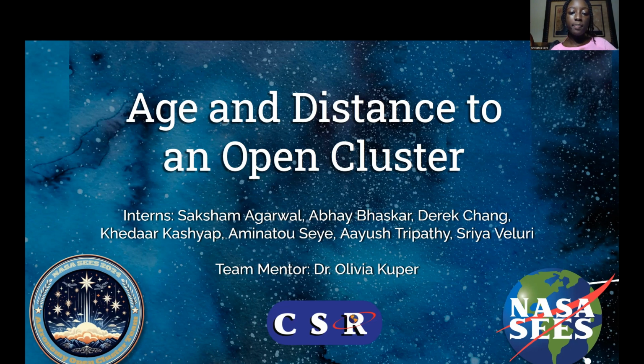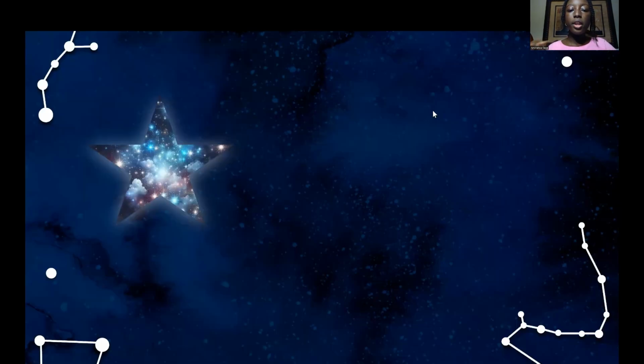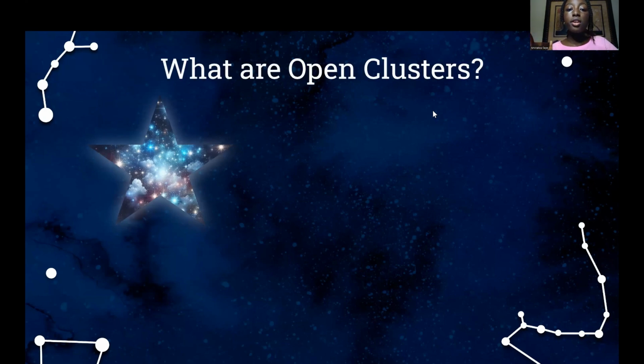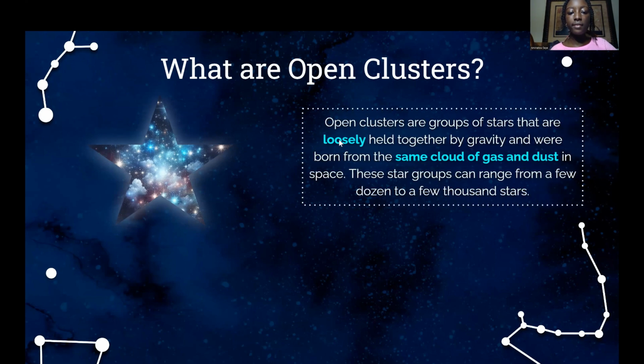Now, let's delve into the background information about open clusters. So, what are open clusters? These are a group of stars that are loosely held together by gravity and were born from the same cloud of gas and dust in space, which is known as a molecular cloud. The size ranges from a few dozen to a few thousand stars.